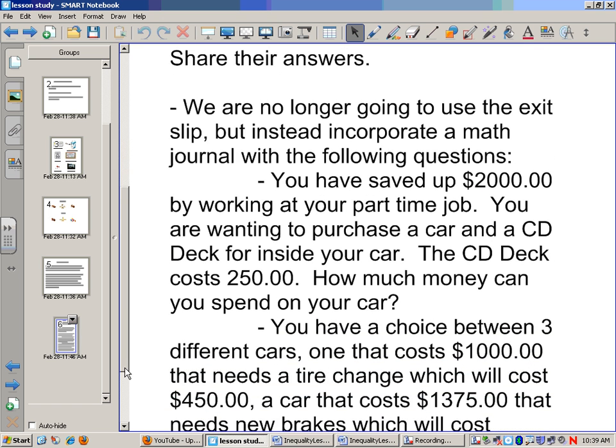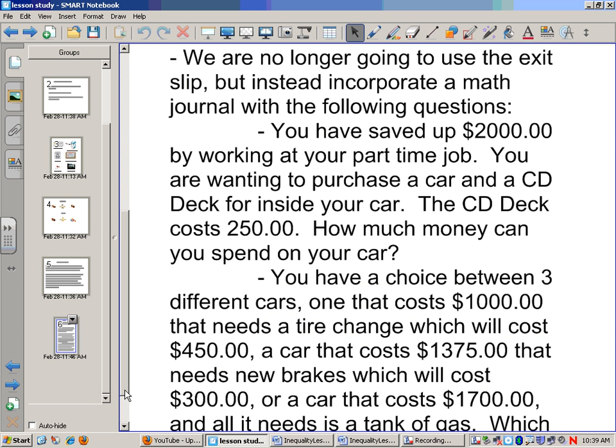We are no longer going to use the exit flip, and we're going to incorporate a math journal with a question, which we have up here. This question helps them. They have to figure out their equations, and they have to use their logic and decide which car they're going to use at the bottom.